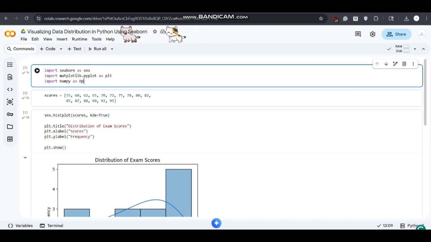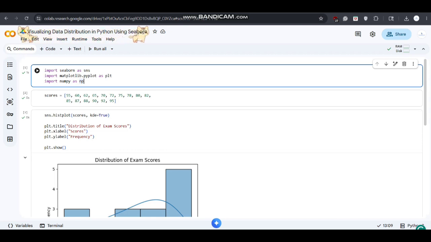In this video, we will learn how to create a distribution plot in Python using the Seaborn library. Distribution plots help us to understand how data values are spread across the dataset. So basically, distribution plots are useful for identifying patterns in data. They help us to analyze whether data is evenly distributed, concentrated, or skewed.